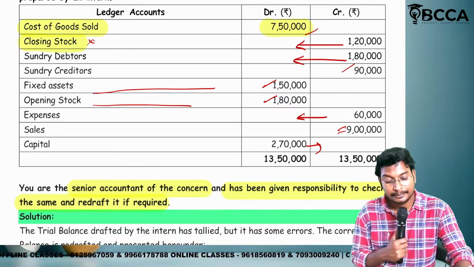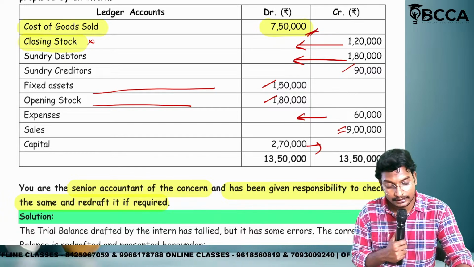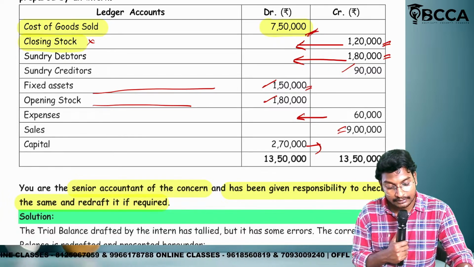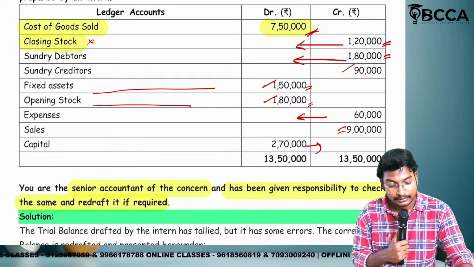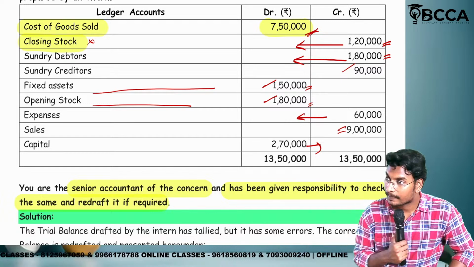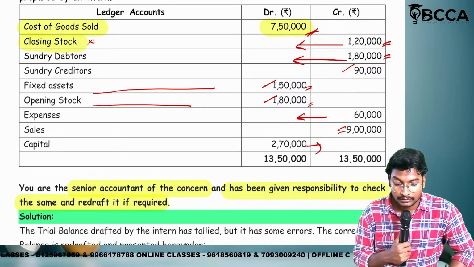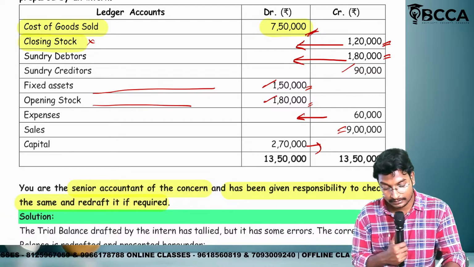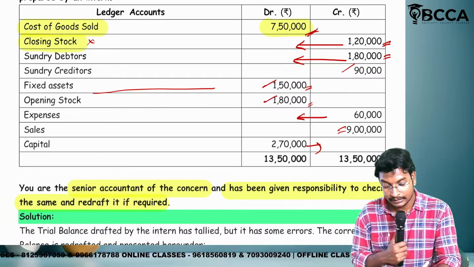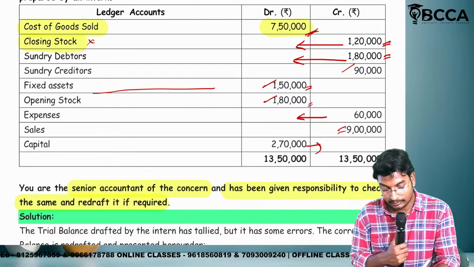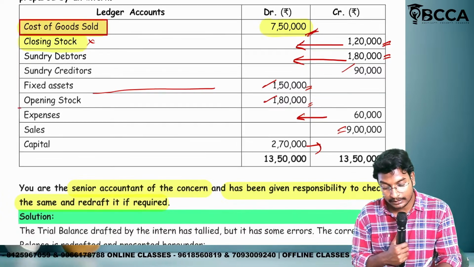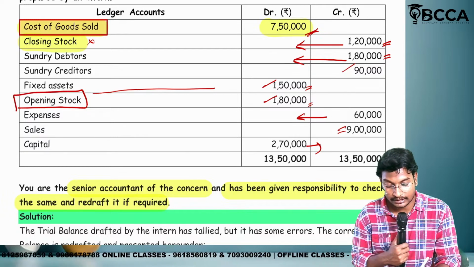If you do like this, we'll get the total. Okay, please do the debit total. 7,50,000, 1,20,000, 1,80,000, 1,50,000 plus 1,80,000, 60,000. Okay. Yes, but here there is a point, right? Please wait a minute. We have recorded the cost of goods sold. We have recorded what? Cost of goods sold. So we should not record the opening stock.